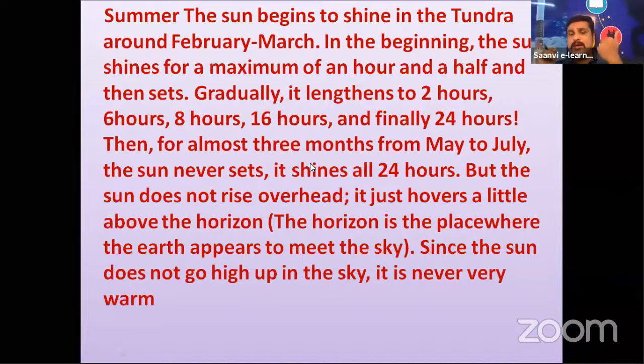Horizon is nothing but, here you have the definition. The horizon is the place where the earth appears to meet the sky. An imaginary place, you can see it in the sky sometimes, a place where the earth appears to meet the sky. So only sun rays, light, are received there. There is no high temperature. Since the sun does not go high up in the sky, it is never very warm.